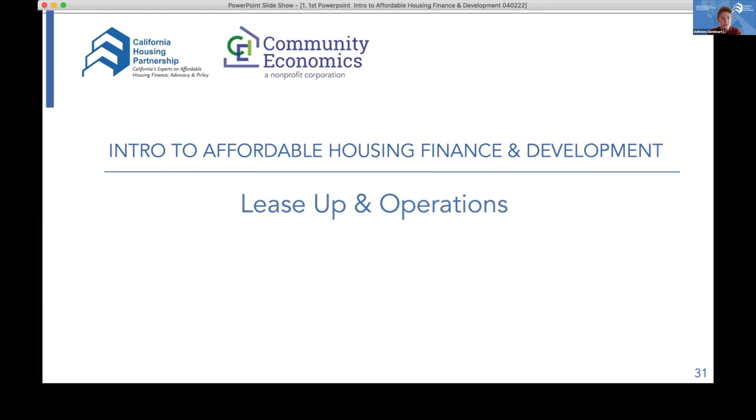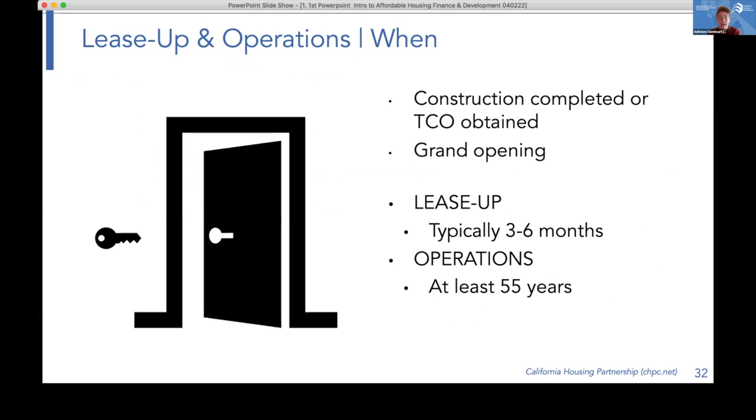All right. So you've completed construction. You're on to lease up and operations, which is a very exciting time. You're reaching the end of that construction period, and the goal of having tenants move into affordable housing is being achieved. So this is a really exciting time.